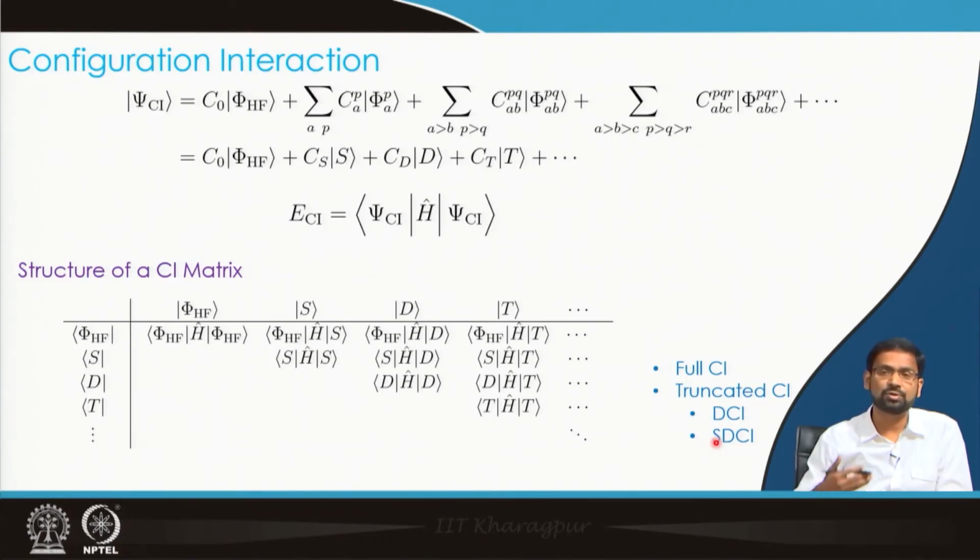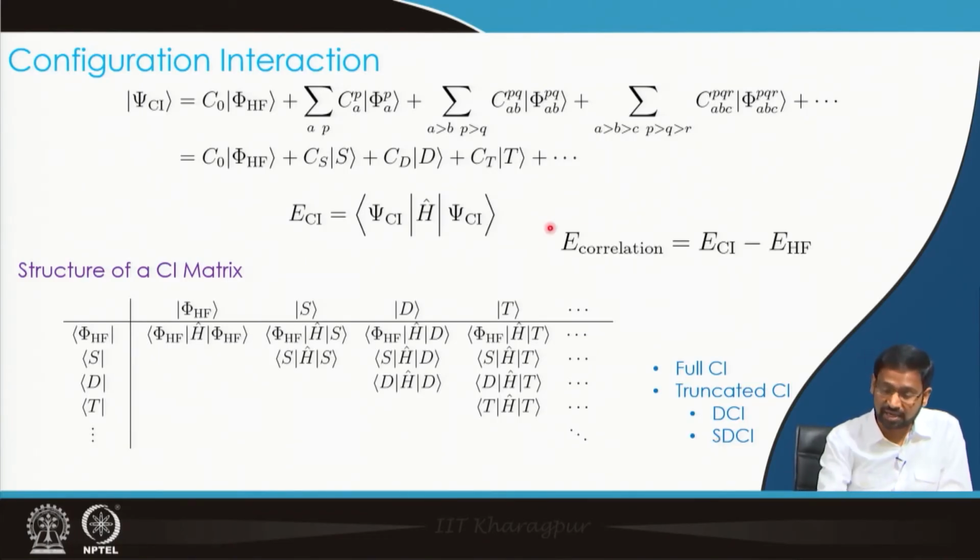The lowest energy would represent the ground state energy, and that energy, call that E_CI, that CI energy, when you compare it with the Hartree-Fock energy, you would see the difference that we obtain from the Hartree-Fock energy. That particular energy is called the correlation energy.